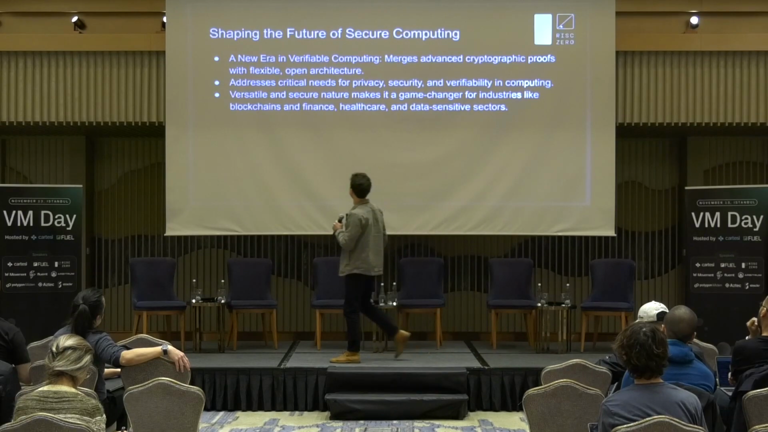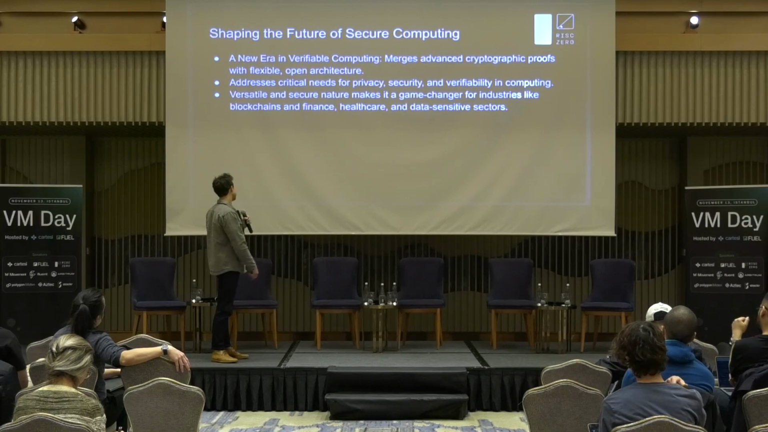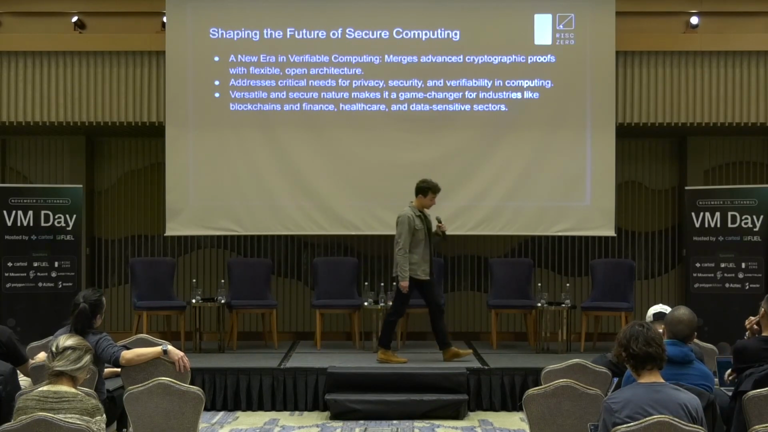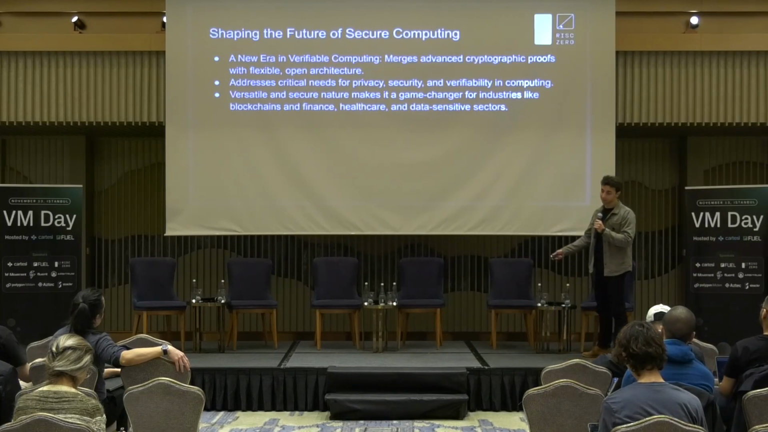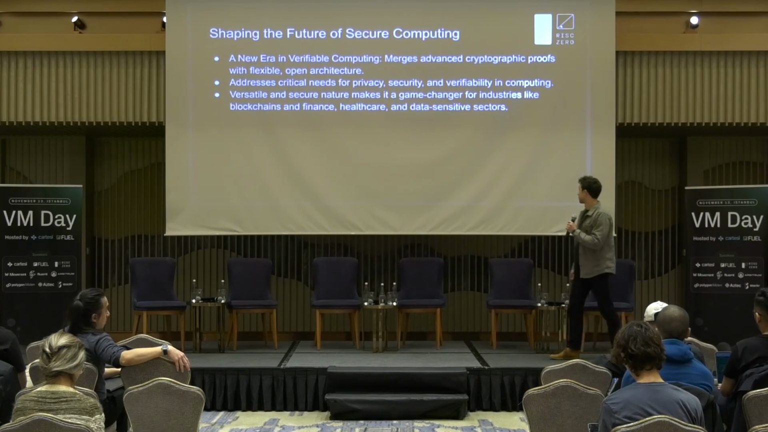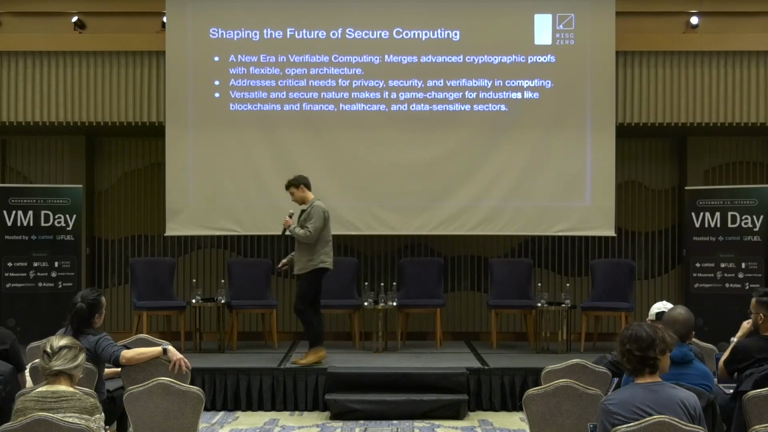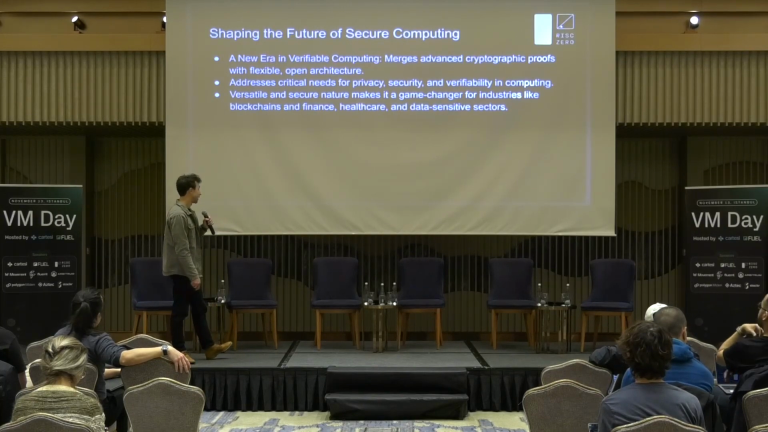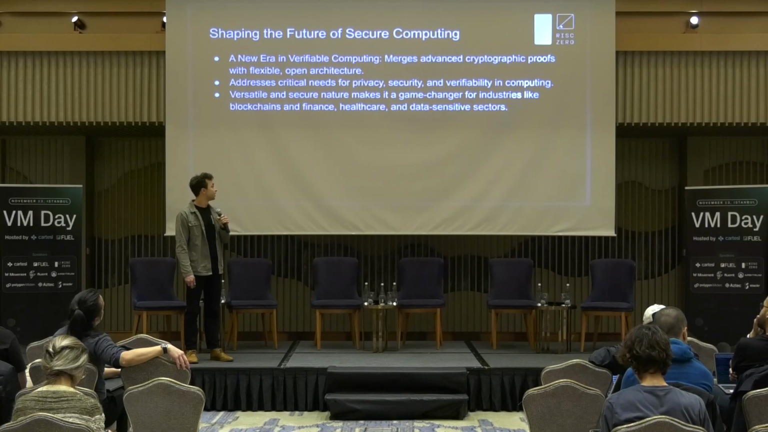How is this useful? Well, it's shaping the future of secure computing. It opens a new era. It merges advanced cryptography with open and flexible standards, that is Risc-V. And it addresses the critical need for security and verifiability, as well as privacy in the ZK setting and context, which is incredibly useful for blockchains and finance and healthcare and any other sort of data-sensitive sector.